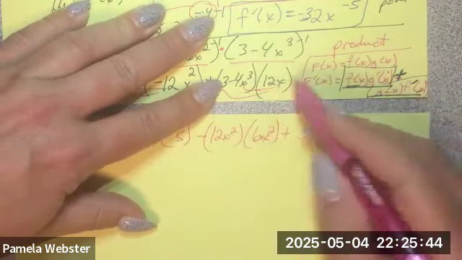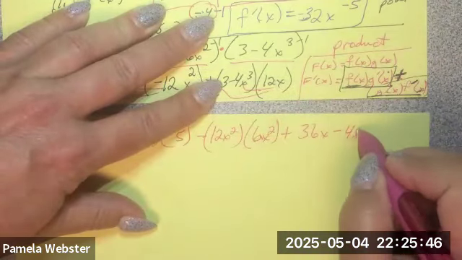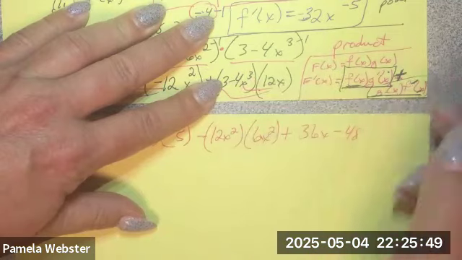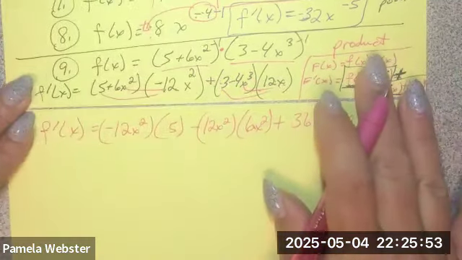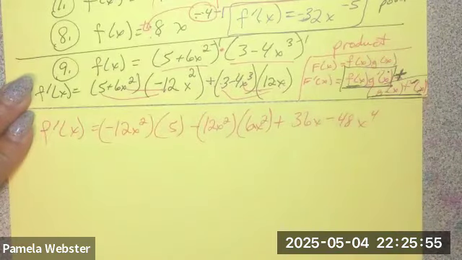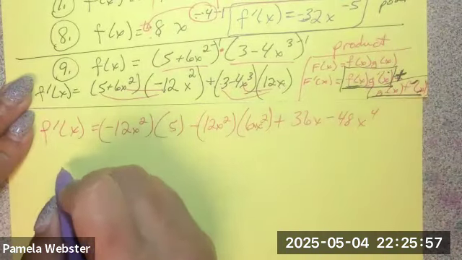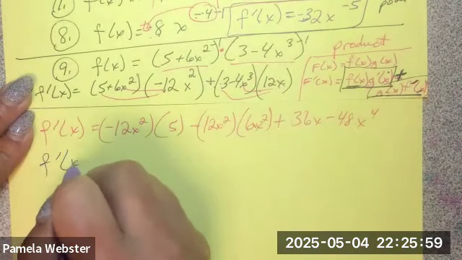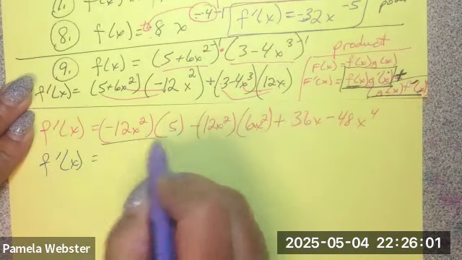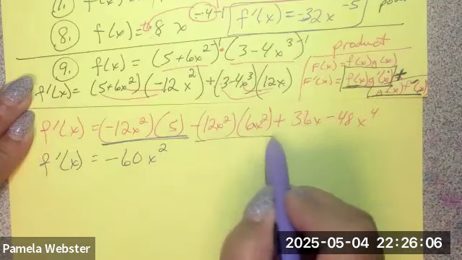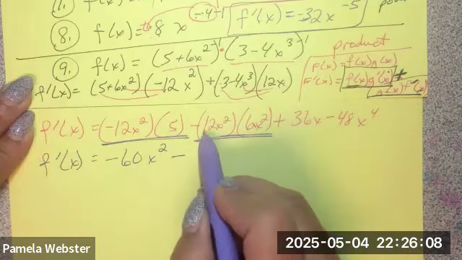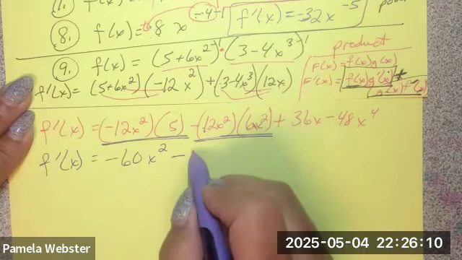Negative 4 times positive 12 is negative 48. X to the third times x is x to the fourth. So you're going to have to really watch this, because doing things like this, I'm going to end up with totally different exponents than what I started with. So this is what? Negative 60x squared. This is also negative. Negative 6 times 12 is 72.